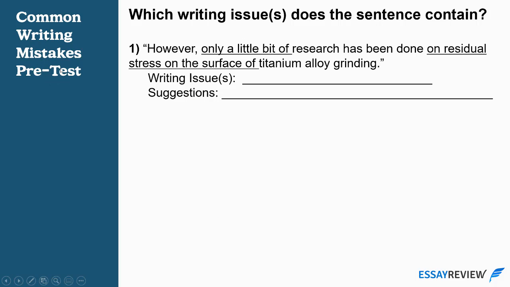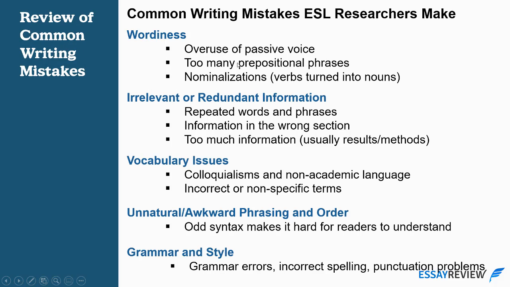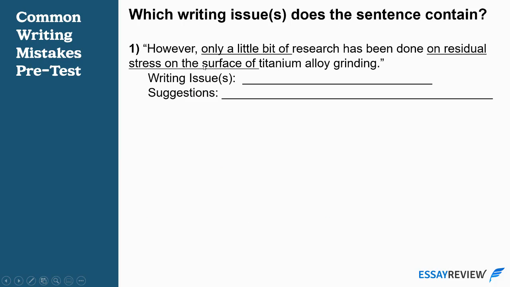Okay, so this will be a pre-test before we get into our English language and grammar 101. I want you to see if you can tell me what the writing issue is with this, what the problem is, and what your suggestions are. "However, only a little bit of research has been done on residual stress on the surface of titanium alloy grinding." I've underlined the problem areas. What do you think are the writing issues here, if you look at this chart?